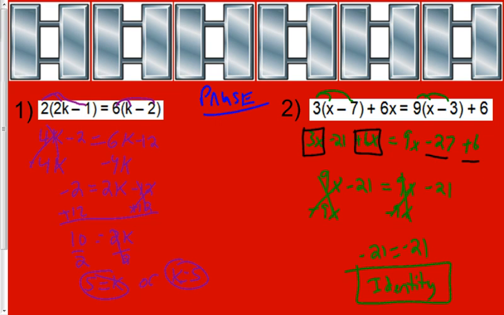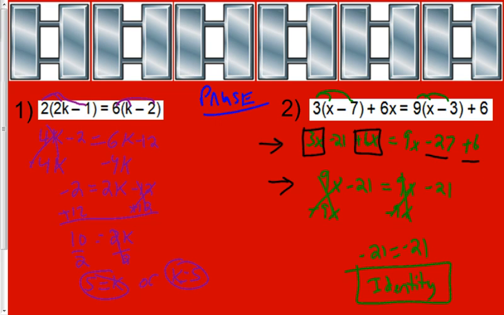Now the second one looks even longer. There is distributing to do first, so I did that. Then I looked right here. So after I distributed, I got to this point, and I combined like terms on each side. So there was a 3x and 6x on the left side, and then the minus 27 and plus 6 on the right side. So I combined the like terms. Ended up with 9x minus 21 equals 9x minus 21.